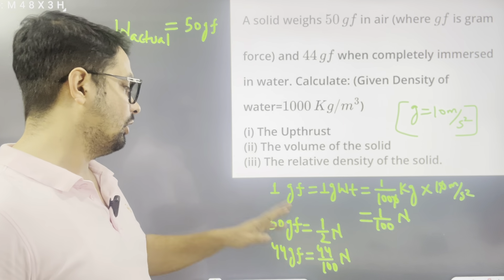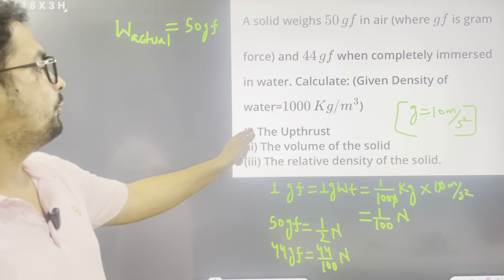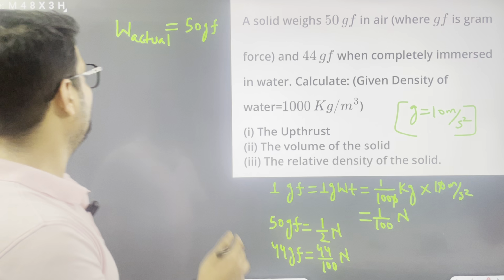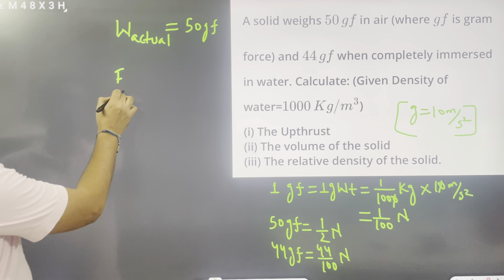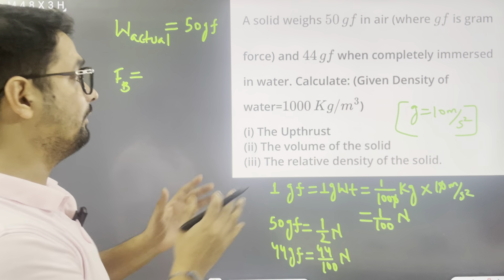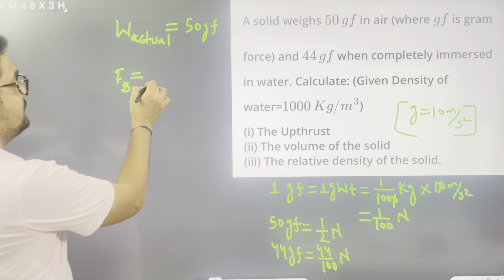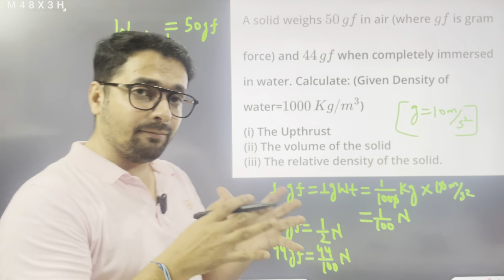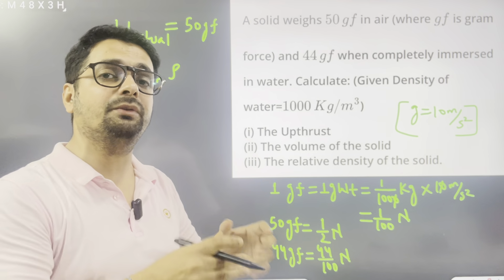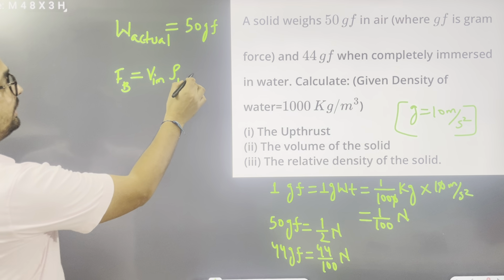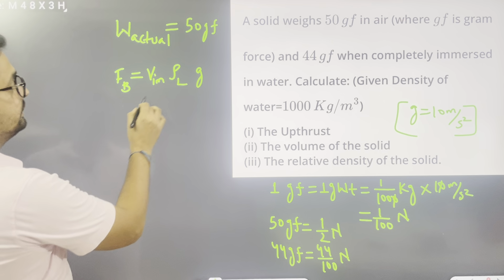So I converted all the values. Now here I have to find the upthrust. You know that it is completely immersed. Here upthrust is the buoyant force, and we know the buoyant force is V immersed, because it is completely immersed, so we take the total volume, into the density of the liquid. We should take the density of the liquid in which we are immersing the object. So the buoyant force is the density of the liquid into V into g, correct?